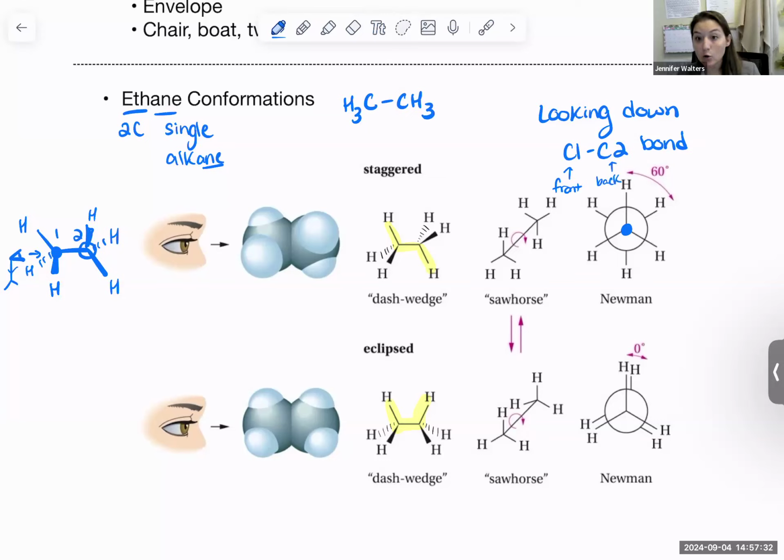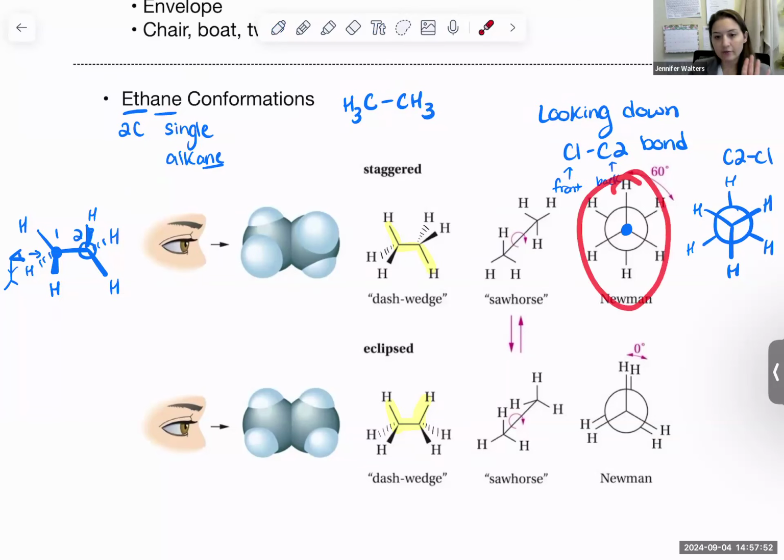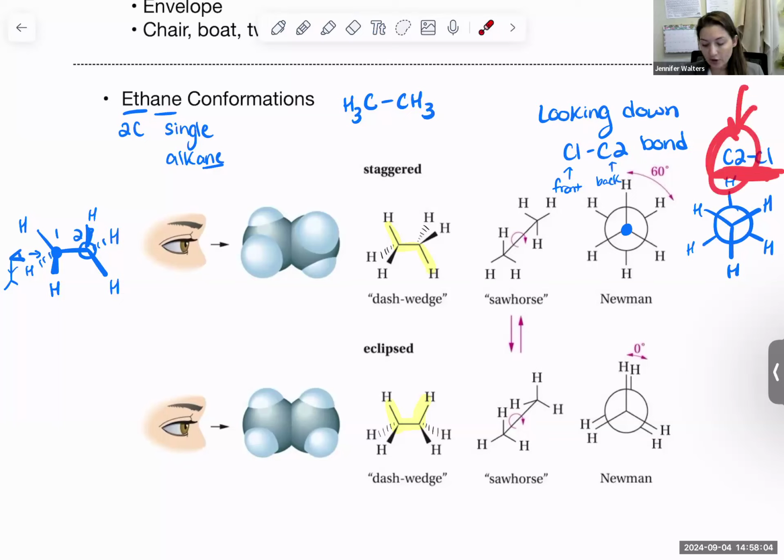I could look down the C2, C1 bond. It would just be as if I flip this around so that now it would look like this. As if I took this and I flipped it over like a pancake. That's what I'm doing, is I'm looking down the other direction. So you can take either perspective, but when you're listing out the bond you're looking down, the front carbon is listed first, the back carbon is listed second.